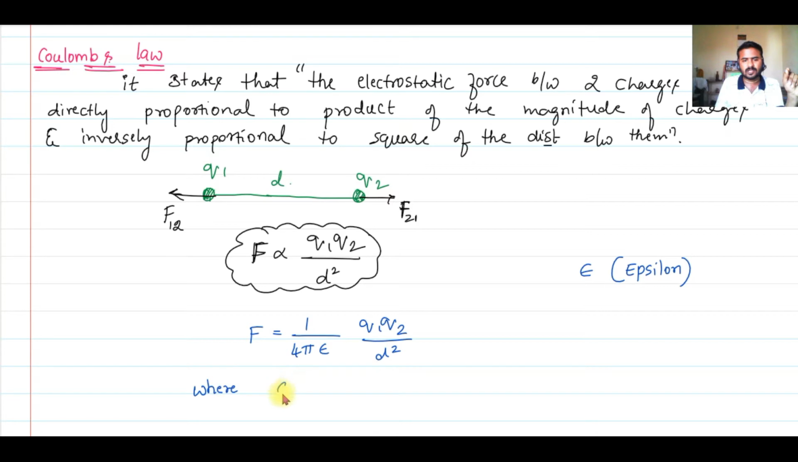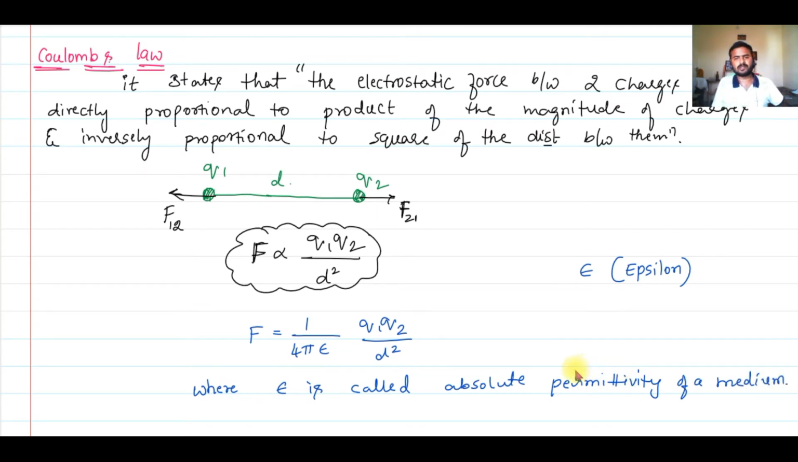Where epsilon is called absolute permittivity, absolute permittivity of a medium. Now this permittivity is a property of a material, the property of the medium between these two charges.